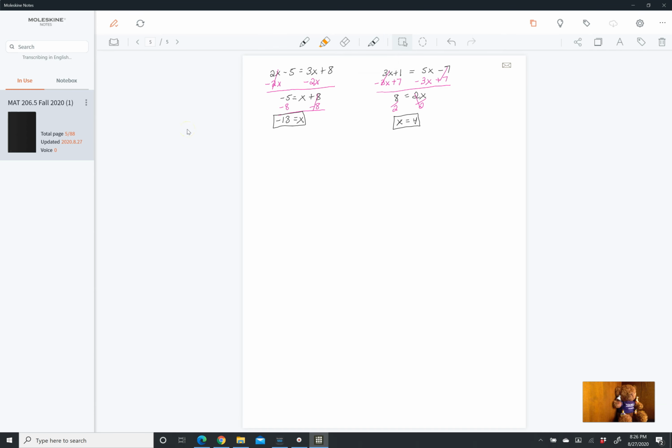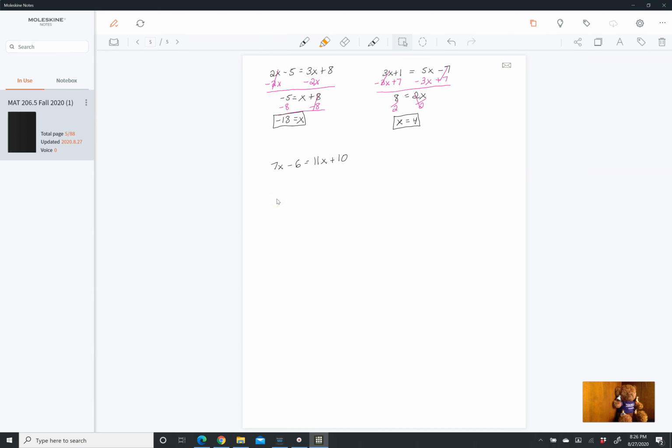Let's do 7x minus 6 is equal to 11x plus 10. Okay. And here, let's do it a different way. Again, just so that you can see it makes no difference. Let's move the 11x over to the left. And that's going to make your x negative.